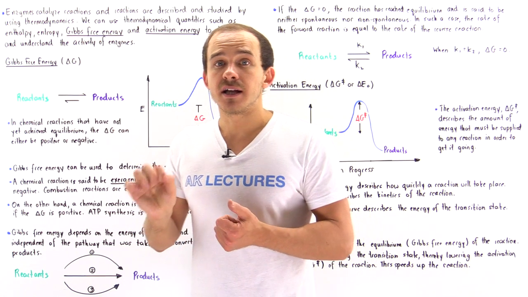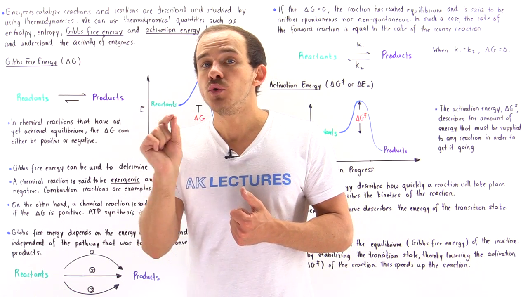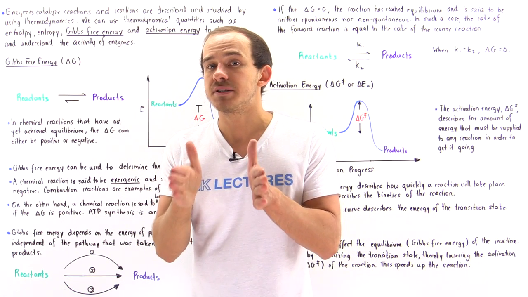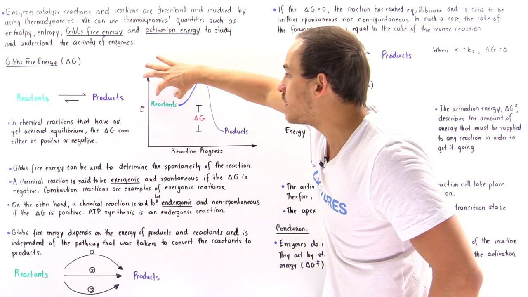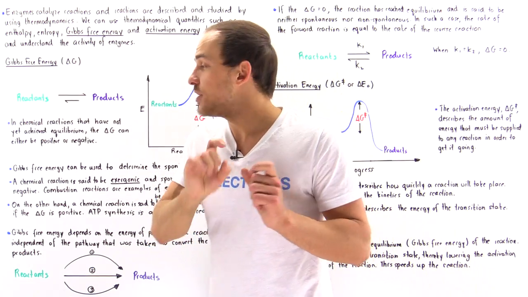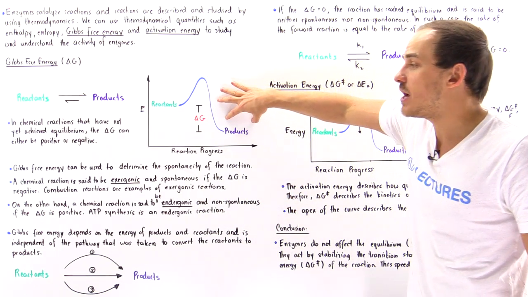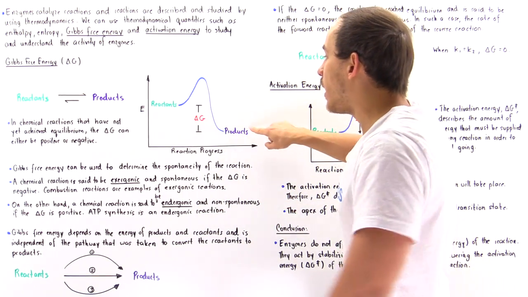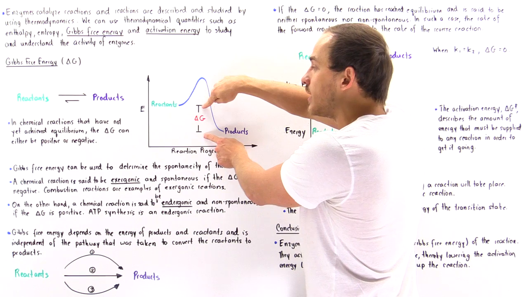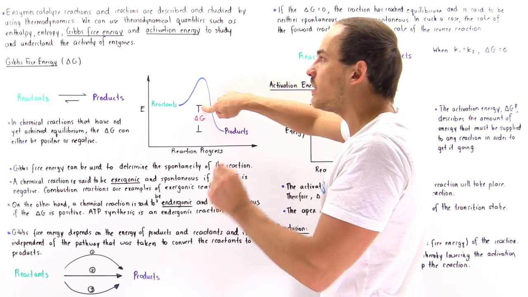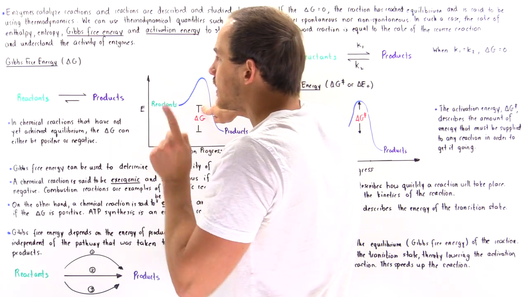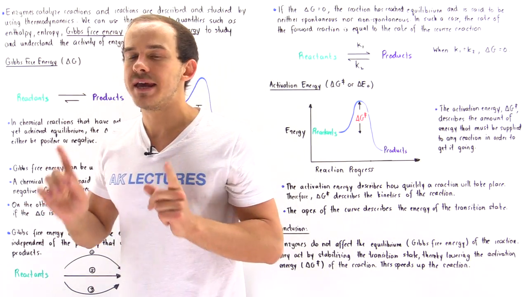Enzymes, when they act on chemical reactions, do not affect the Gibbs free energy value. They do not change the energy of the reactants, nor do they change the energy of the products. And that's exactly why the difference, namely the delta G, the Gibbs free energy, will remain exactly the same when an enzyme is used or when an enzyme is not used.